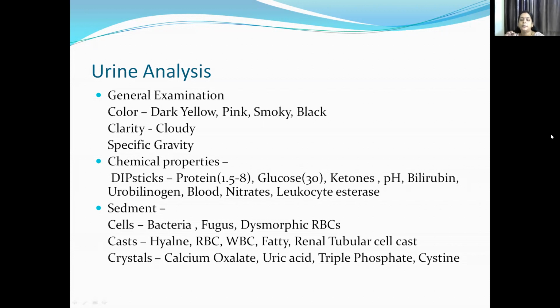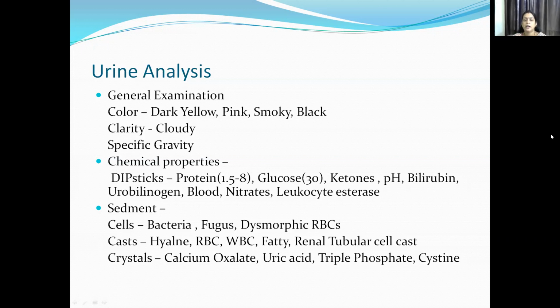Okay, remember that. The pH is important, whether it is acidic urine or alkaline urine, because sometimes triple phosphates occur in alkaline urine. Coming to the next one, bilirubin. Usually only conjugated bilirubin is present, and not the unconjugated. If urobilinogen is present in excess, we will think in terms of some hemolytic process. Then blood, nitrates, and leukocyte esterase. So these things can be seen by the dipsticks. We can have the chemical properties.